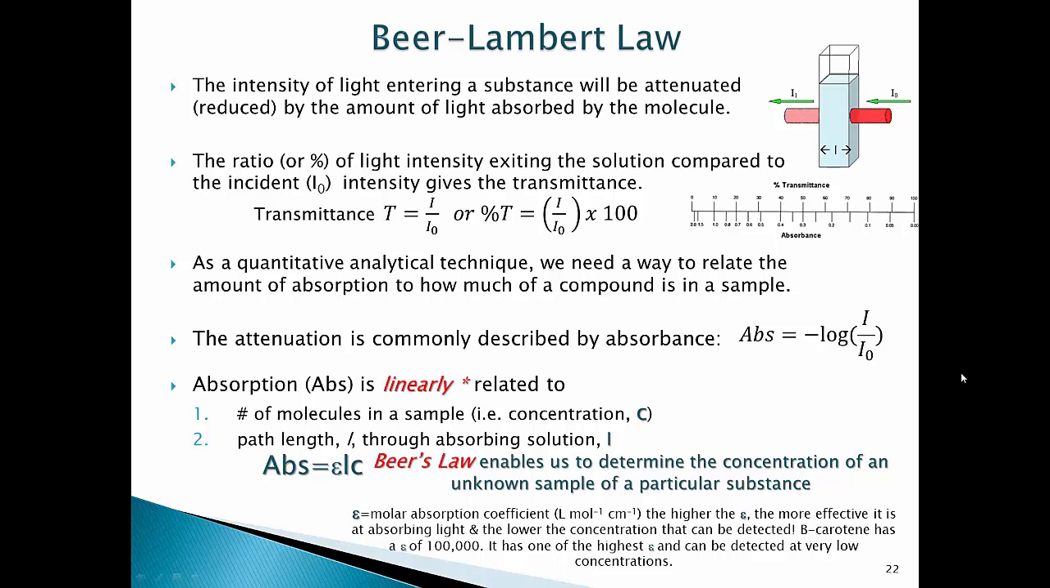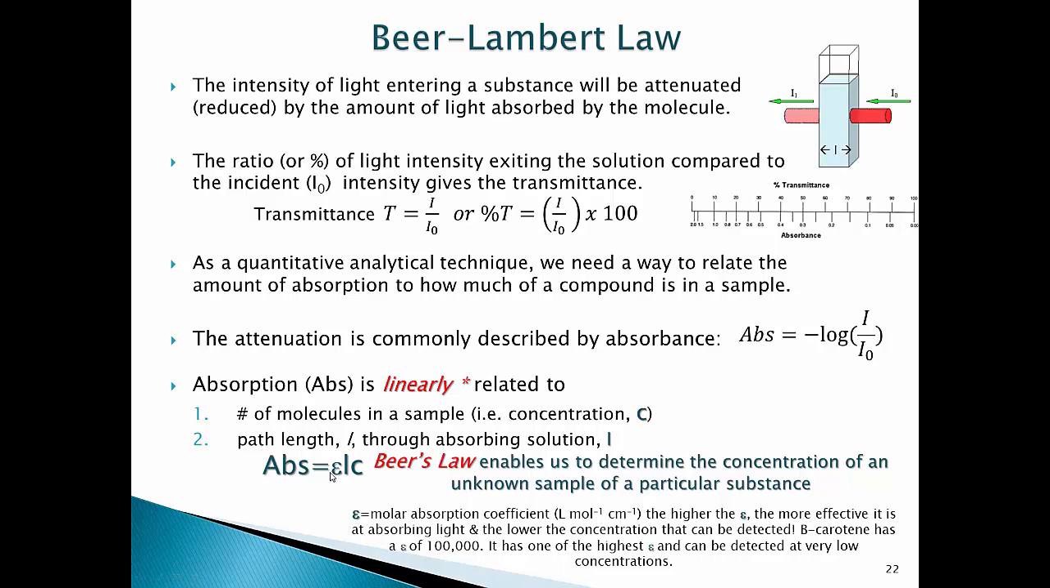So as our quantitative analytical technique, we need a way to relate the amount of absorption to how much of the compound is present in the sample, and this is where we come into Beer's law. Okay, so it's a linear relationship, so the number of moles in a sample is our concentration, and the absorption, so how much of it's absorbing, and we've got our path length, which is a cuvette, which is 1, and E is our molar absorption coefficient.